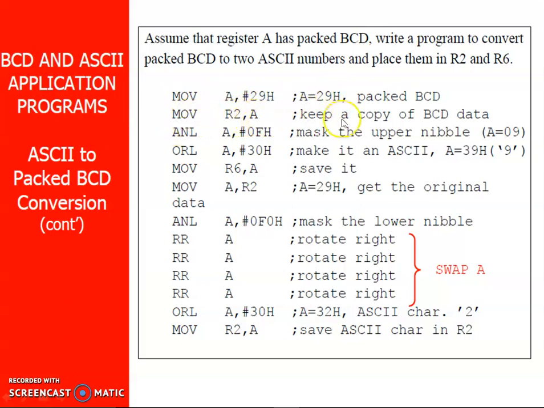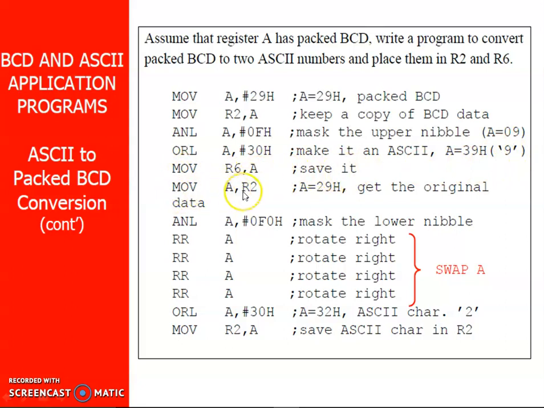MOV R2, A. Keep a copy of BCD data in R2. Then mask the upper nibble. To get that 9 out of 29, you have to use this instruction: ANL A, #0FH. Then ORL A, #30H. So this is performed to get 39H. From 9 we should get 39H. MOV R6, A. Save it.